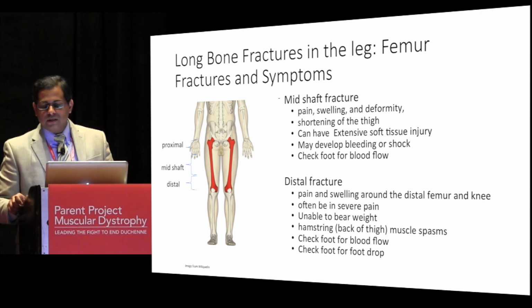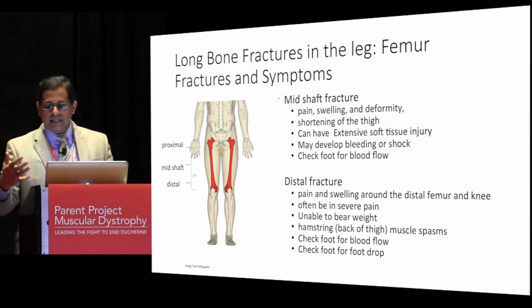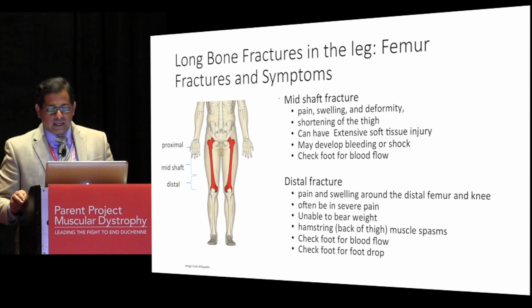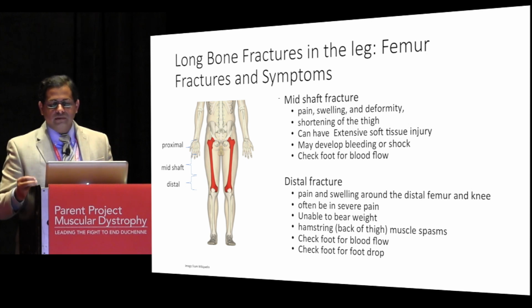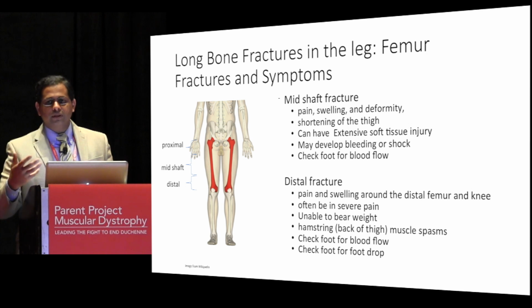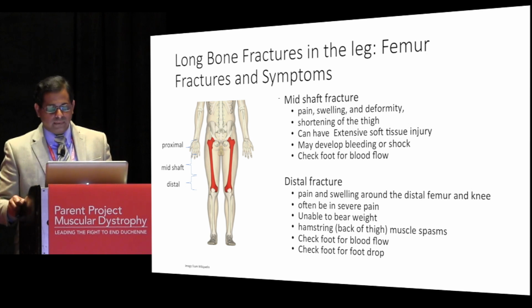And in both cases, you're going to be unable to bear weight. And in the mid-shaft fracture, there will be extensive soft tissue injury, so you're going to see rashes over there. That's something you can look out for. And often, if this does happen, it can even lead to significant loss of blood in the mid-shaft, but does not happen in the distal. So the mid-shaft is the one you have to worry a little bit more about.